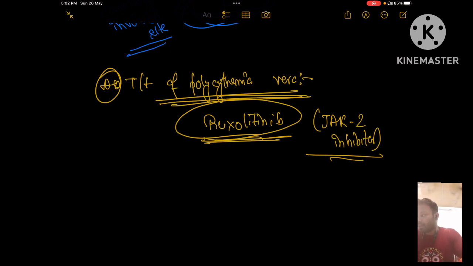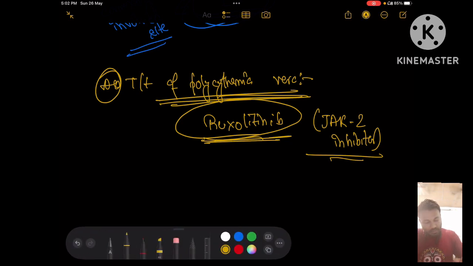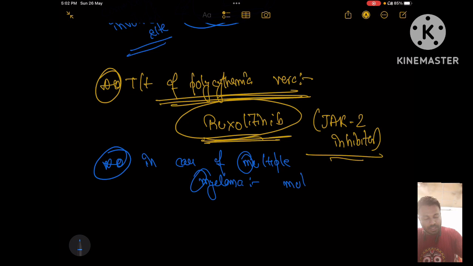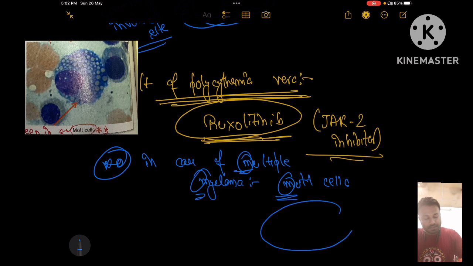And in case of multiple myeloma, we can see Mott cells. Here is a picture. They are called Mott cells. In multiple myeloma, we can see Mott cells. And that's all.